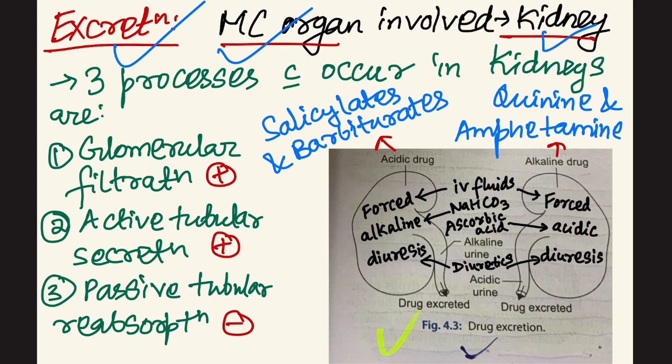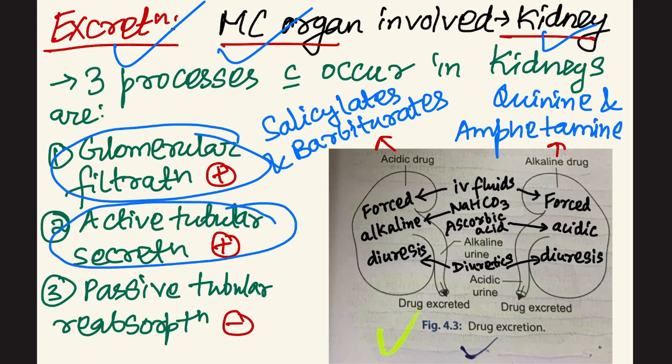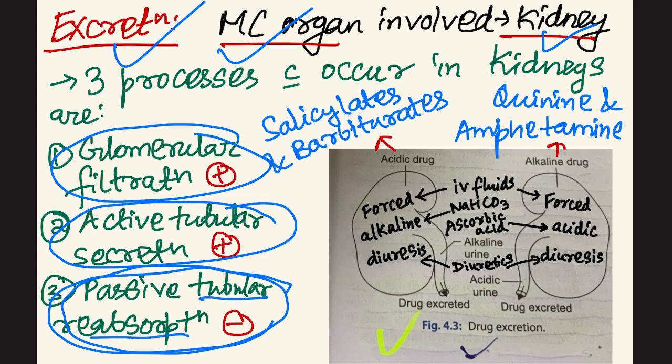There are three processes which occur in kidney. One is glomerular filtration, which will actually promote the drug excretion. Then we have active tubular secretion of the drugs into the renal tubules, which will also promote excretion. And we have passive tubular reabsorption, which is going to inhibit the excretion, because if the drug is getting absorbed back from the tubules into the plasma, then it will lead to a decrease in the excretion. So this is an inhibiting factor for excretion of the drugs.